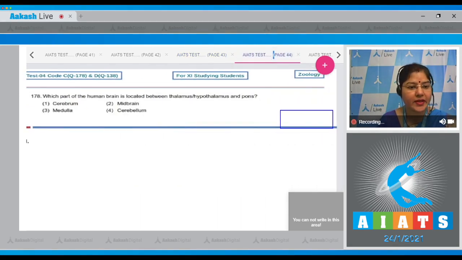Question number 178: which part of the human brain is located between thalamus or hypothalamus and pons? The part of the brain which is located between the hypothalamus and pons is the midbrain. Hypothalamus is part of the forebrain and pons is part of the hindbrain. Between the forebrain and hindbrain, the midbrain is present. So the correct answer to this question is option number 2.